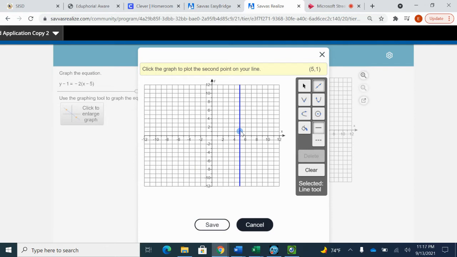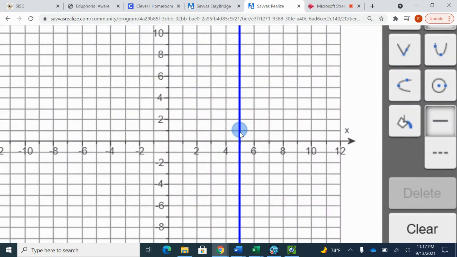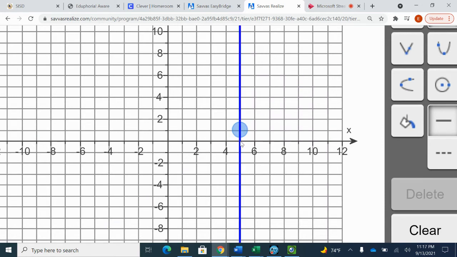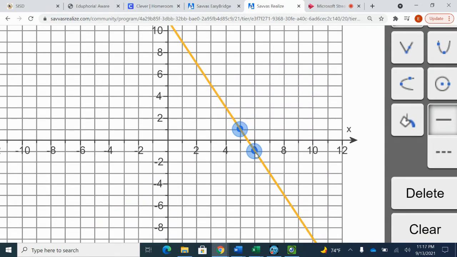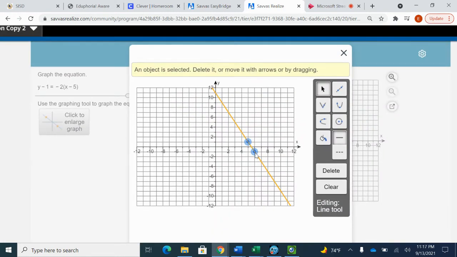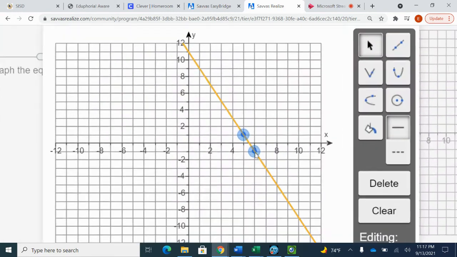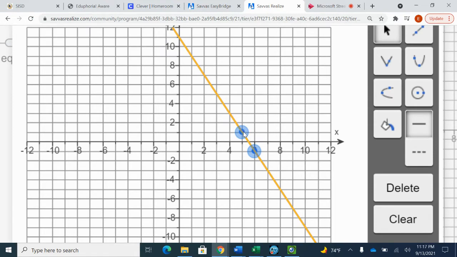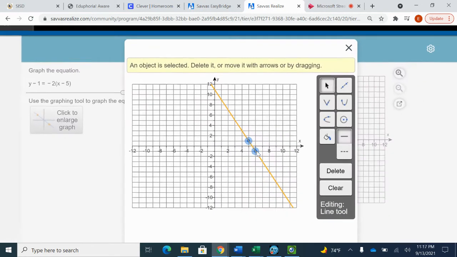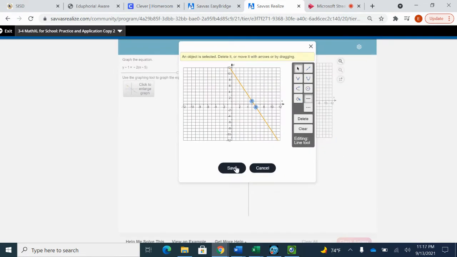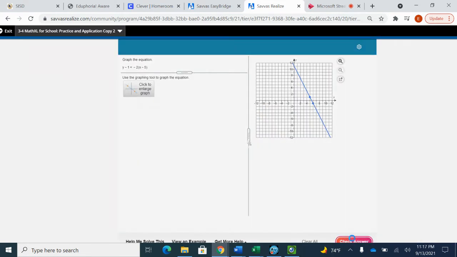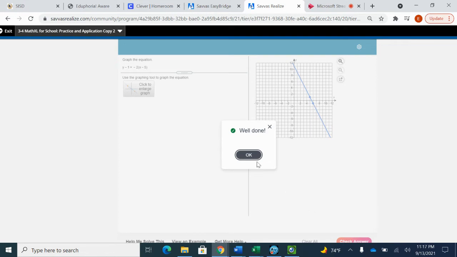Now use your slope. It was down 2. Let me zoom in for you here. It was down 2, run 1. There it is. So again, notice how I combined both portions. Here's the point that was given to me, 5, 1, and this was my slope, down 2 over 1. Save that. Check our answer. There it is.